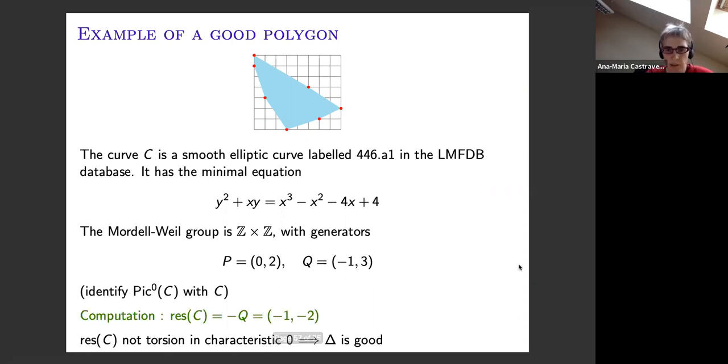And then a computation here, which requires some effort, is that the restriction of C to itself on our surface X, when you express it as a point on this curve, is exactly this point here, -1, -2. And so you can see that it's actually not trivial. It's not the identity, it's not the point at infinity of this elliptic curve. And the Mordell-Weil group is Z times Z, so this is not torsion. So we already know that this is a good polygon because the restriction of C has infinite order.